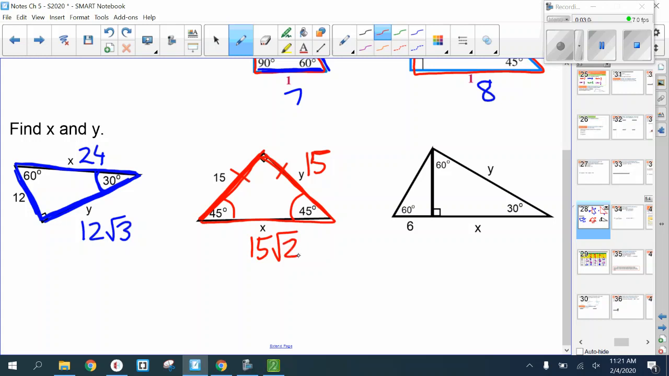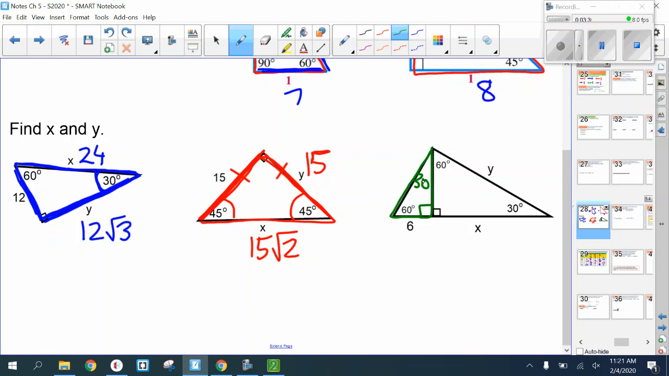Now, the next one's a little bit more complicated because there's more going on, but it's still the same exact concept. Where I would probably start is with this smallest triangle because the number 6 is there. So I see a 60-degree angle, and I can deduce that this one is 90. And then if you've got a 60 and a 90, then this other side must be 30. So I am looking at a 30, 60, 90 triangle.